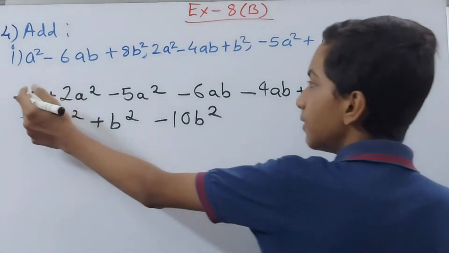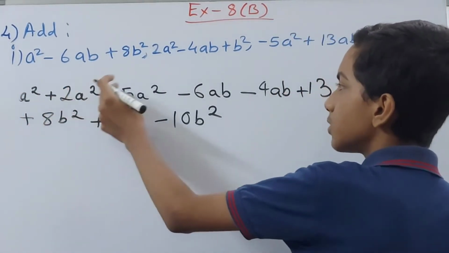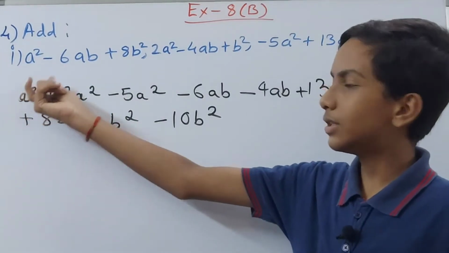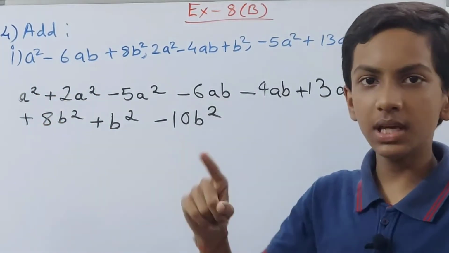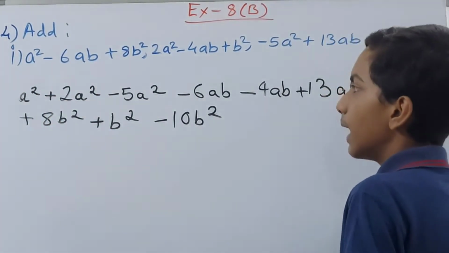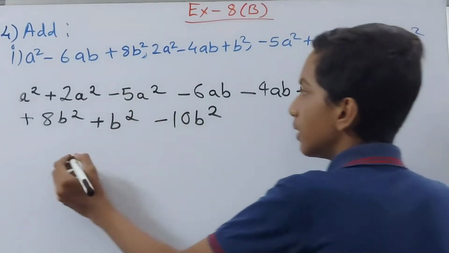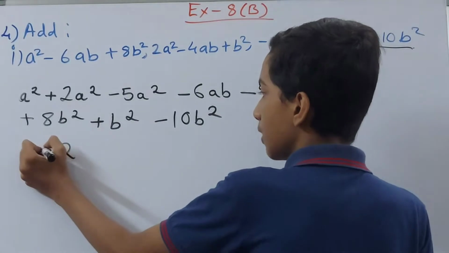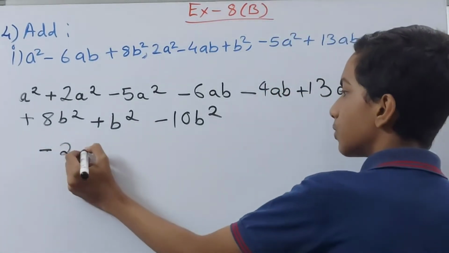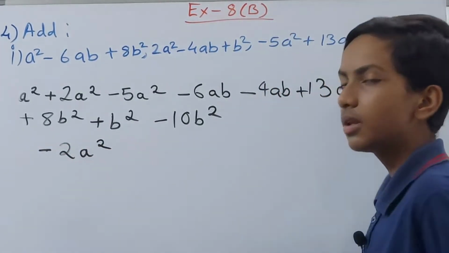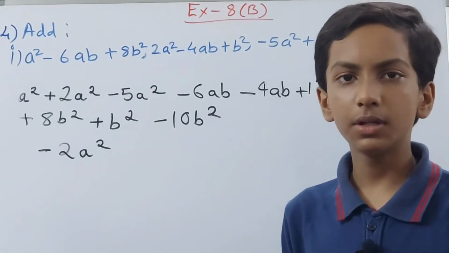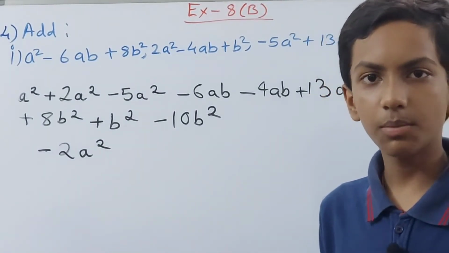So first we have a square plus 2a square minus 5a square. You can see a square plus 2a square will be 3a square. And minus 5a square, we find the difference, so 5 minus 3 is 2, and the greater one is minus 5, so minus 2a square. Here we are doing the calculations mentally. If you want to use any other way to do that, you can do it, it is totally up to you.